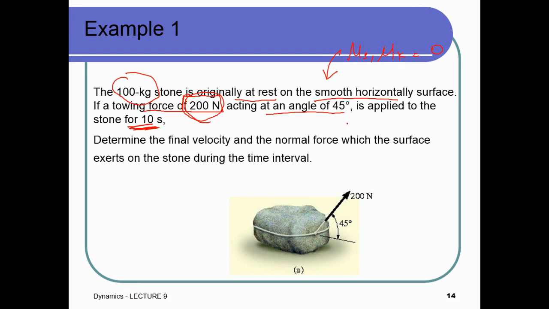So the question is asking you to get the final velocity. Maksudnya dia nak cari V2 lah. And then it's asking you to get the normal force between the floor and stone.